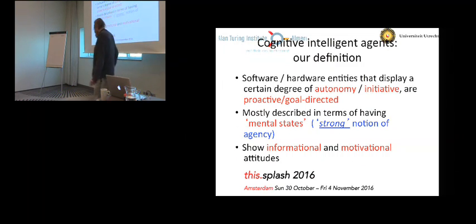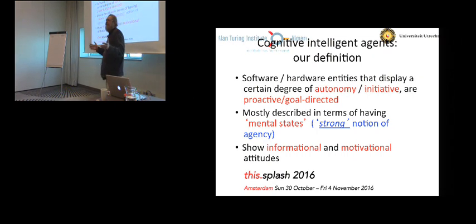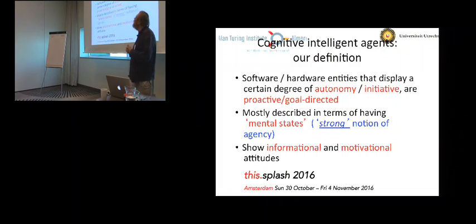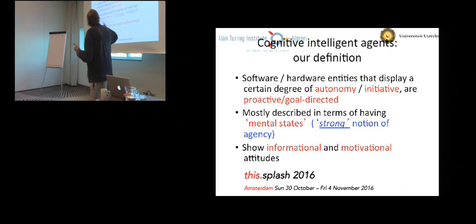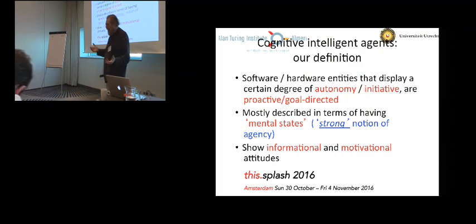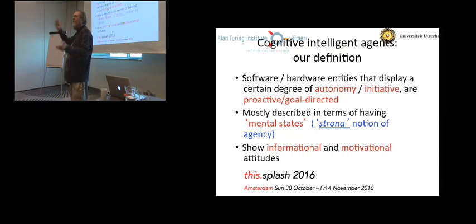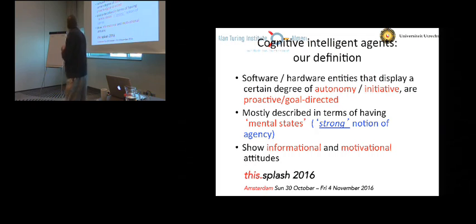This is my understanding of intelligent agents. There is some autonomy involved, and it's always a question how this is done. In the cognitive agent setting, we look at mental states: beliefs, desires, and intentions, and even wilder things like emotions. I'll show you this as well. These are languages which have informational attitudes, of course, with a lot of information going around, but also motivational attitudes. Things like goals and plans are very important in these languages.